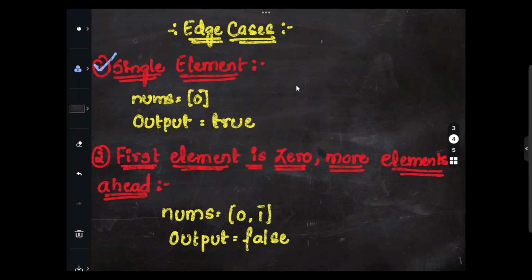The first edge case is for the single element. Here we have only one element, so we can directly return true. We are already at the last index, no jump is needed, so we will return true.